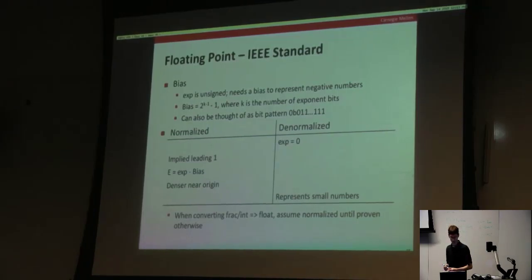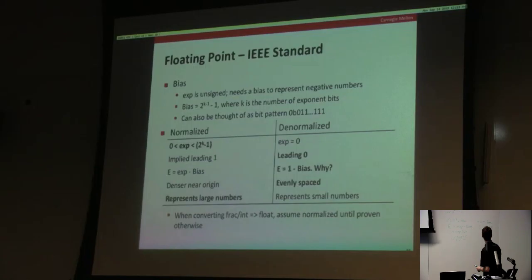The normalized are denser near the origin, and they get more spread out as we get farther apart. Because what we're doing is we have this constant amount of precision for the fractional part, but with this exponent, every time we increase it by 1, we've gone up by a power of 2. So we've gone up by a power of 2, but have this constant amount of precision here. So what that means is they're actually getting more spread out as we go towards negative infinity and infinity. The denormalized numbers are going to be evenly spaced. That's one of the properties of them. And then the normalized numbers are bigger numbers. I think I got this wrong. Should be 1 minus bias.